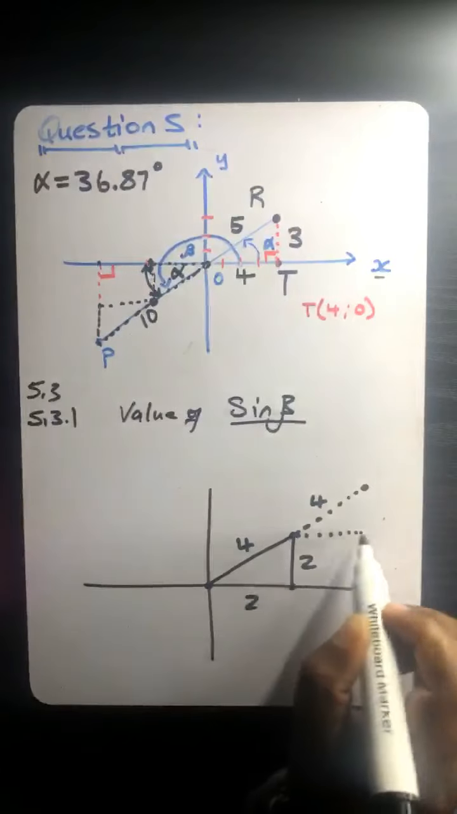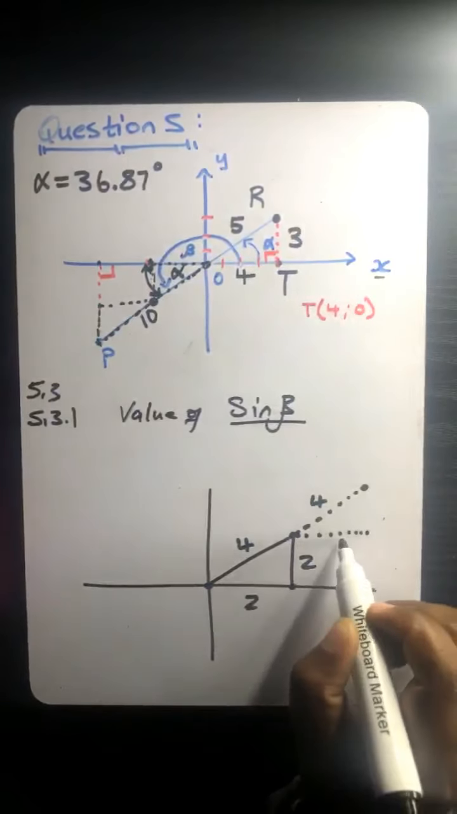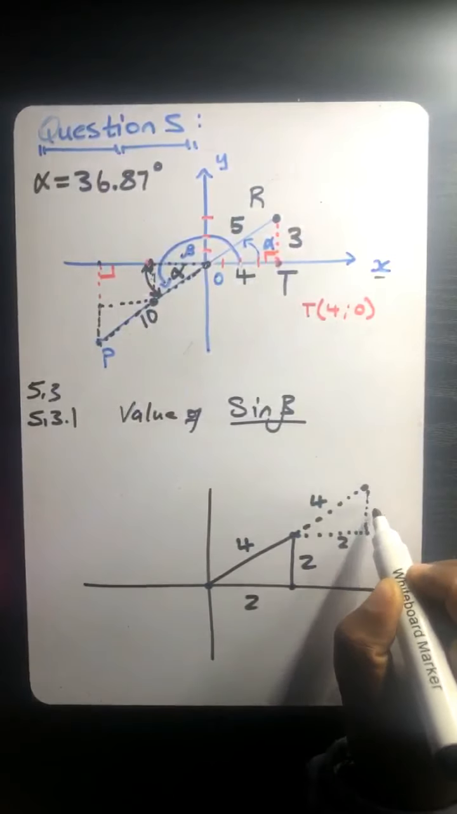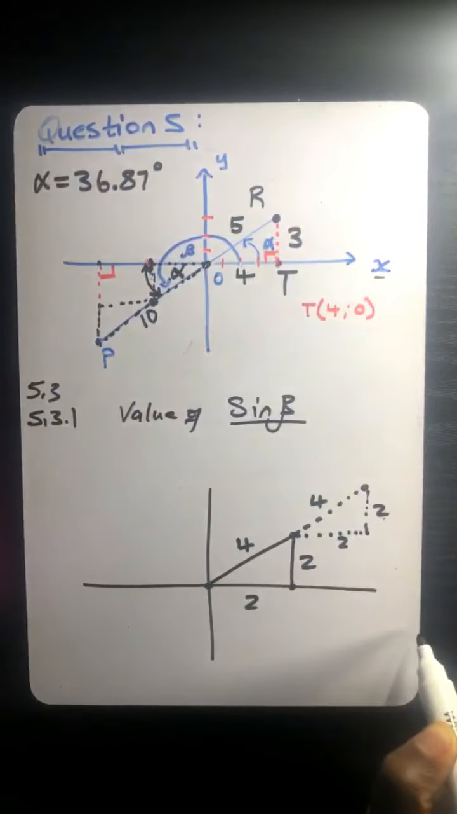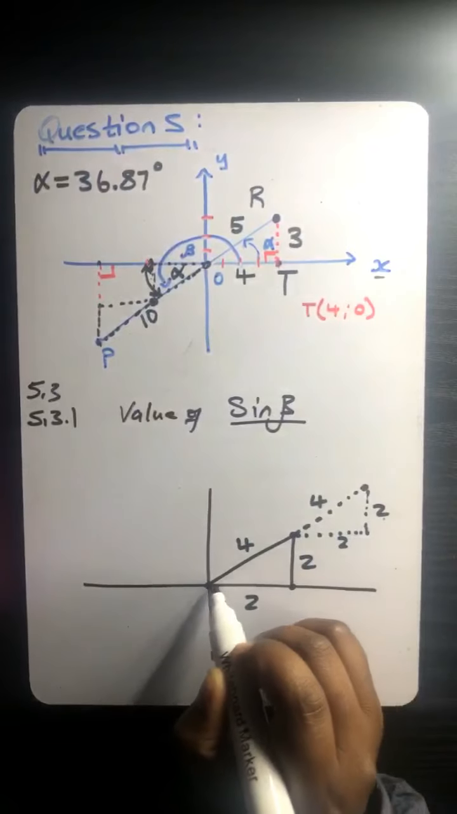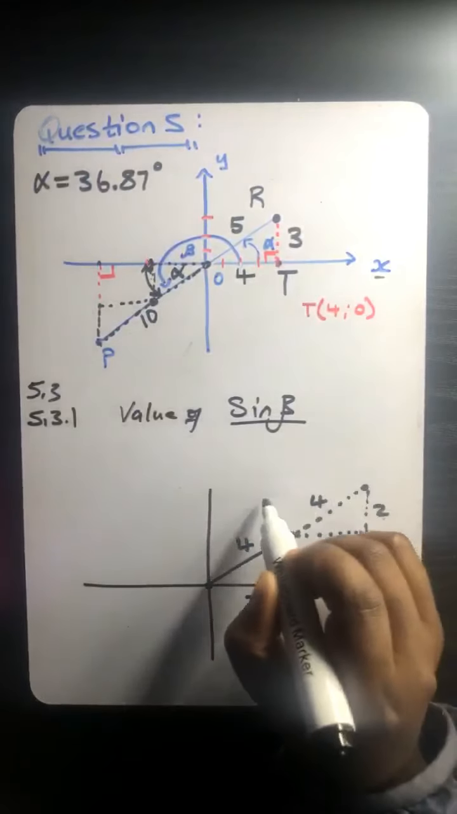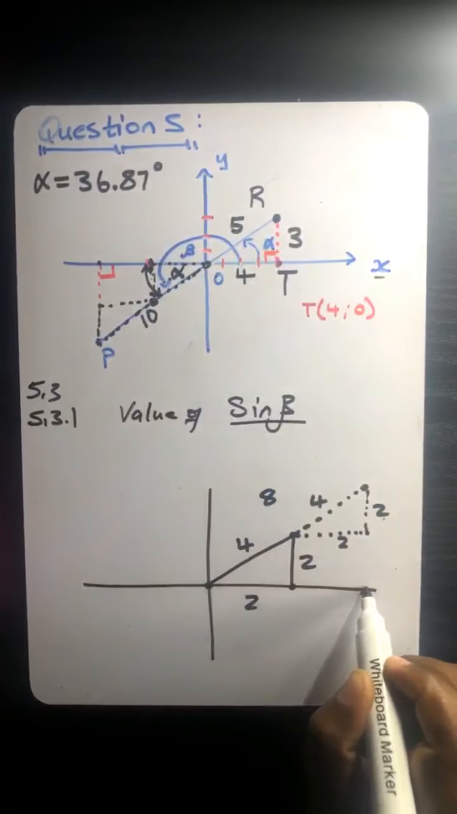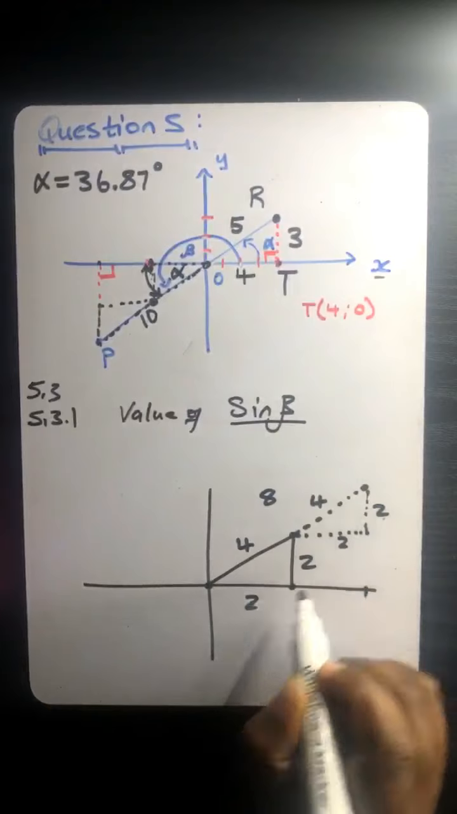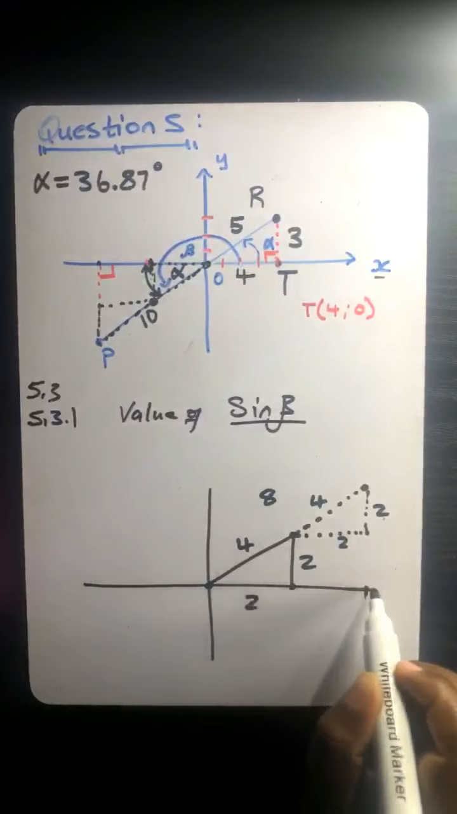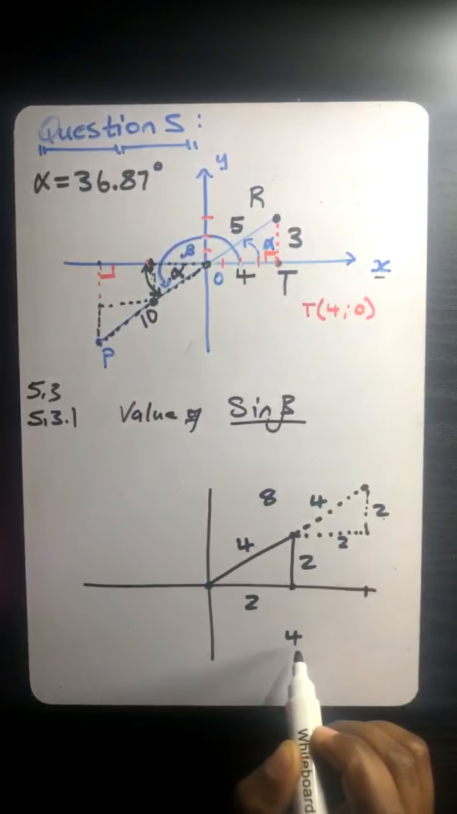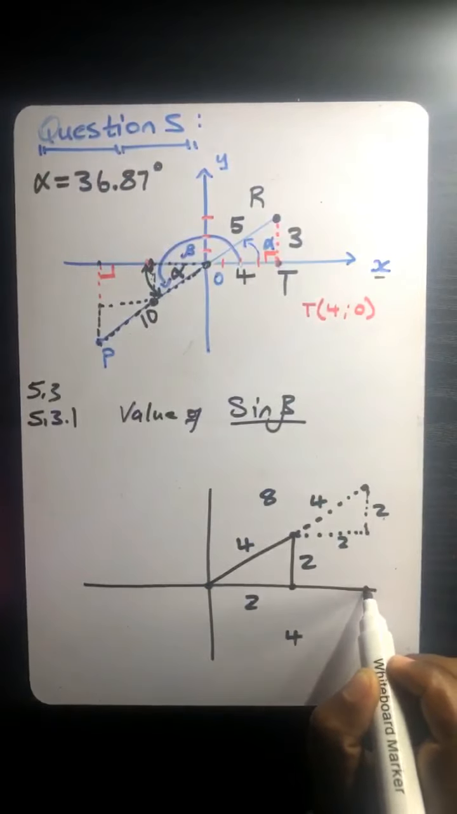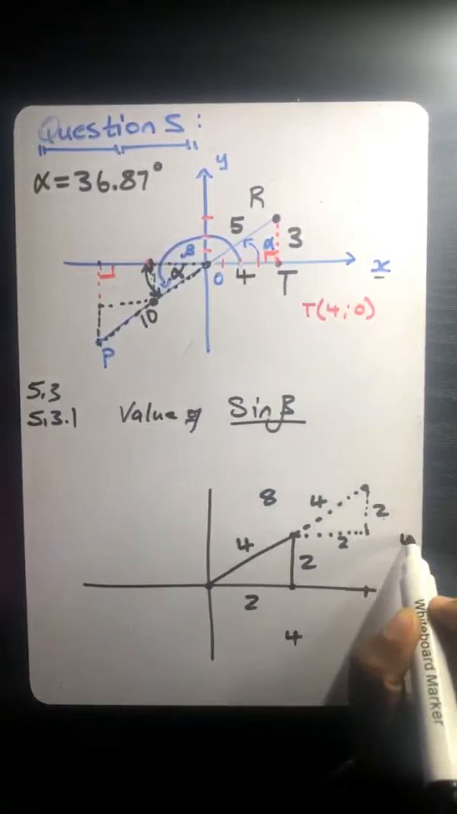That means from here to here, it will still be 2. And also from there to there, it will still be 2. Then from here to there, it is now 8. So from there now to there, it will be 2 plus 2, which means it's 4. And then from here to there, it is also 2 plus 2, meaning it's 4.